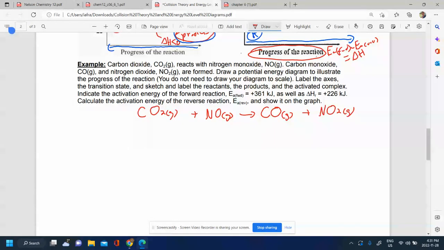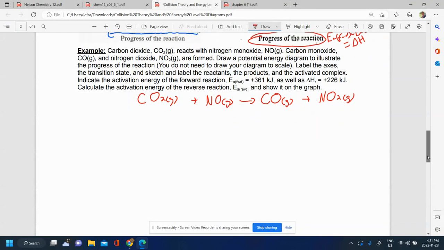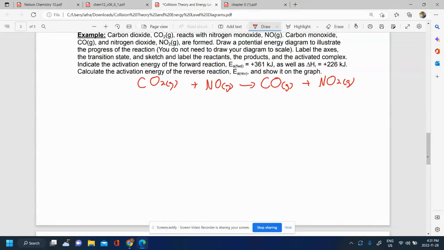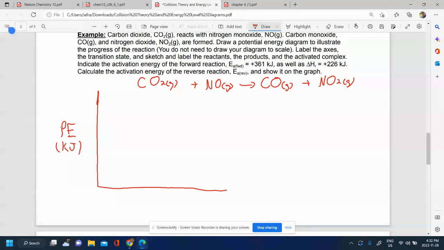We want to draw a potential energy diagram to illustrate the progress of this reaction. You don't have to draw it to scale. You're just going to have to make sure you have the proper numbers there and things in the right position. So I'm going to start off by drawing the skeleton to my potential energy diagram, just drawing a little graph like this. And I'm going to label the axes at the very least. So here I have potential energy, PE, and that's going to be in kilojoules.